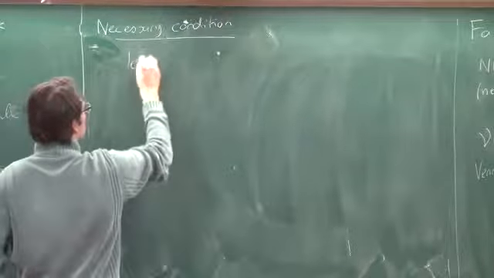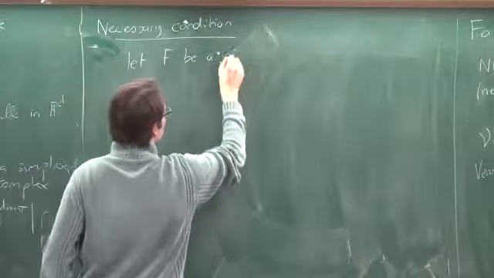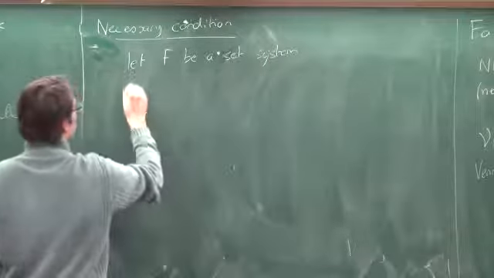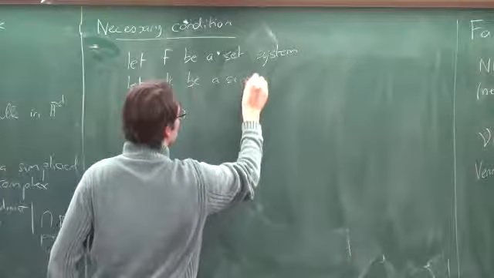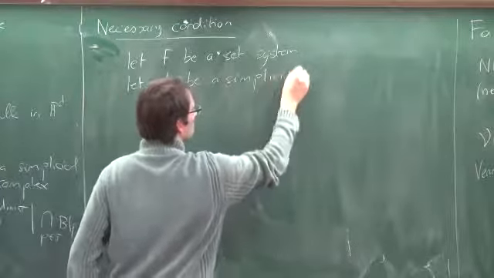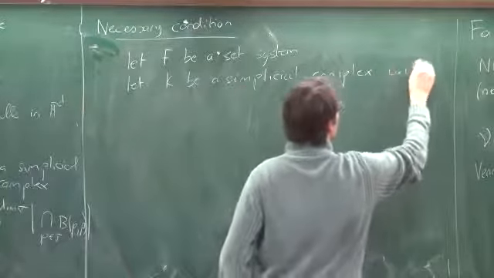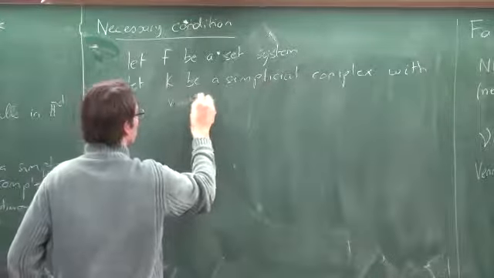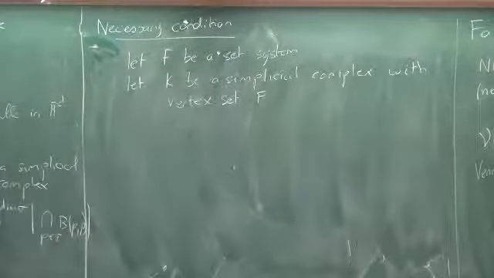So let F be a subsystem. Let K be a simplicial complex with vertices. So I'm taking really a simplicial complex with vertex set F.